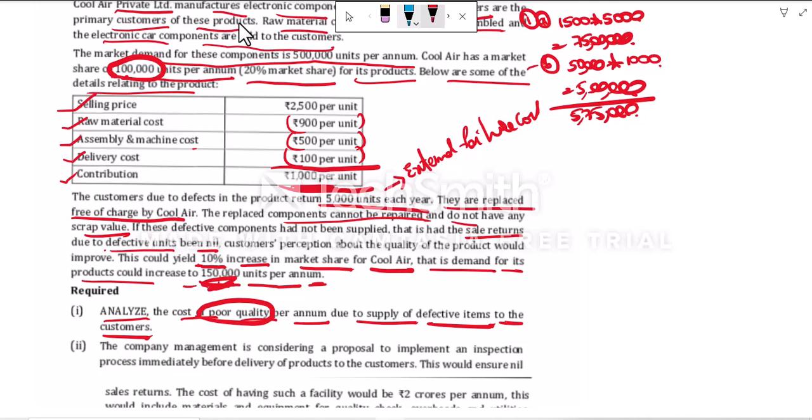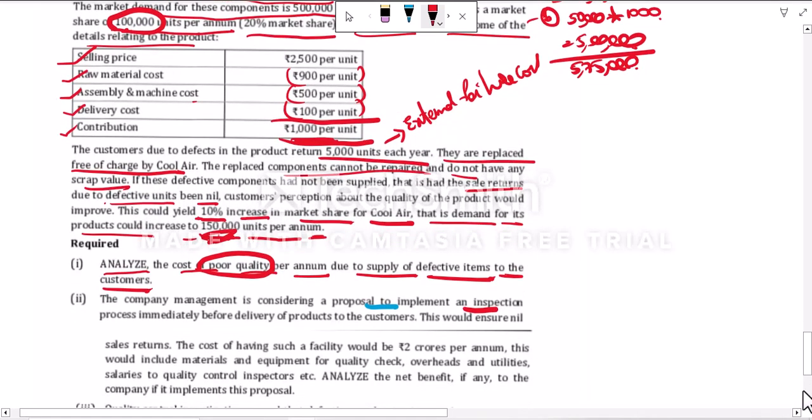Next. Second question. The company management is considering a proposal to implement an inspection process immediately before delivery of products to the customers. So they want to inspect, it seems. They are having many defective raw material products now. Means they were already produced. Before delivery to the customers, they will be inspecting the goods. This will ensure nil sales returns.